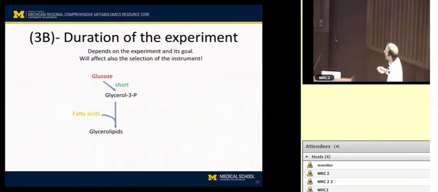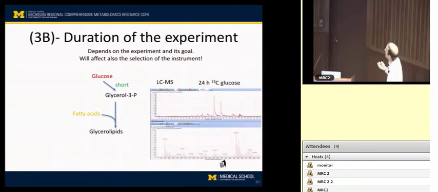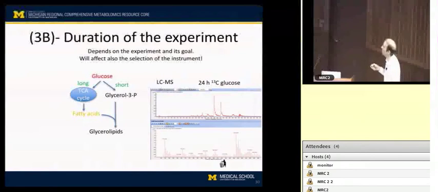But there's another possible way to label your glycerolipids, and that is the long duration. So if you put these cells in 13C glucose for 24 hours, now you get a different labeling distribution. You get a much larger mass shift. And so the long process is through the TCA cycle and various downstream steps, you can do de novo fatty acid synthesis from glucose, and then these can get incorporated into glycerolipids.